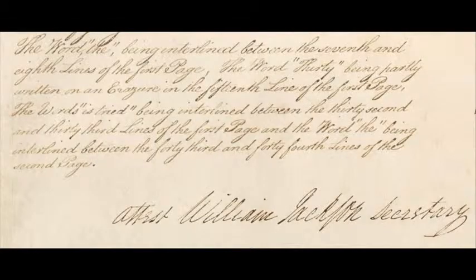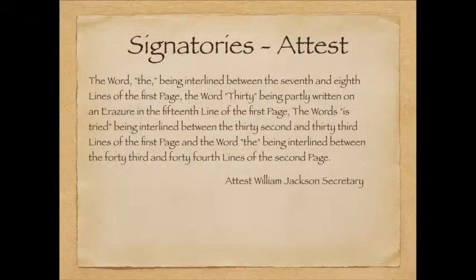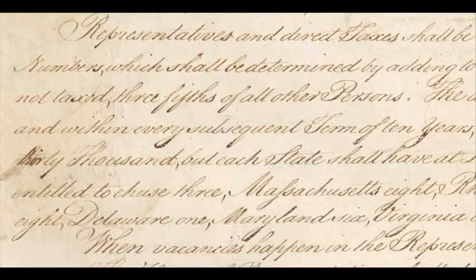So let's go back and look at some more of this attestation. I'm going to show where I actually printed it out here. The word 30 being partly written on an erasure of the 15th line of the first page. So there's another mistake, and I'll show you that. Here's the 15th line, and I've zoomed in on that. If you count from the top here, the first line says representatives, then 1, 2, 3, 4, 5. You see on the very left it says 30, but it's kind of smudged out, like somebody erased it and then wrote in the word 30. I'm guessing when he wrote it, he might have written a different number, probably 40,000 instead of 30,000. Then he had to go correct it. So that was the correction that was made.